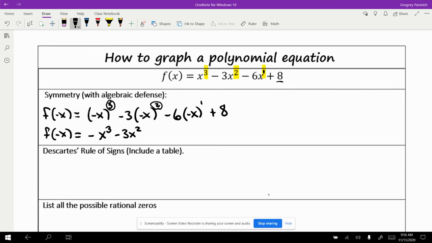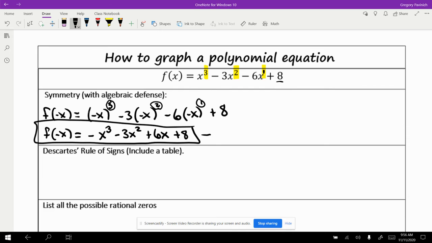Again, do the same thing here. I have another odd power, so I know the negative sign is going to stay, so it's going to change, and I say -1 times -6, which is a positive 6. And I know my constant never changes.